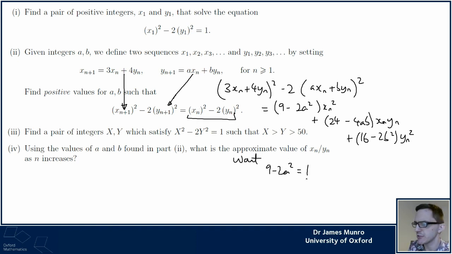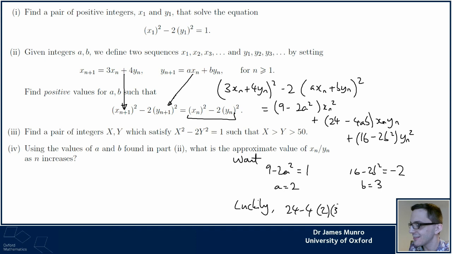So I want 9 minus 2a squared to be 1, and 16 minus 2b squared to be minus 2. So I suppose I want a to be something like 2 to solve that, and b to be something like 3 to solve that. I've been told to use positive values of a and b, so I'm not worrying about these square roots that I'm taking. Oh, and then luckily, 24 minus 4ab is 0. So this does actually work. I do actually get all 3 coefficients to work out.